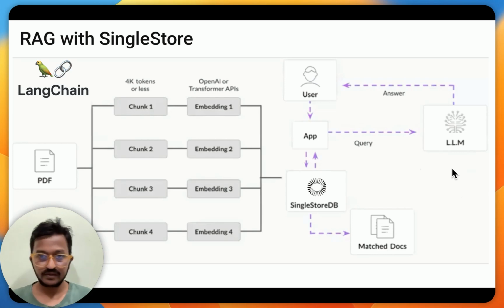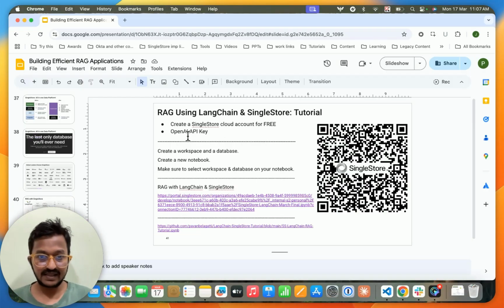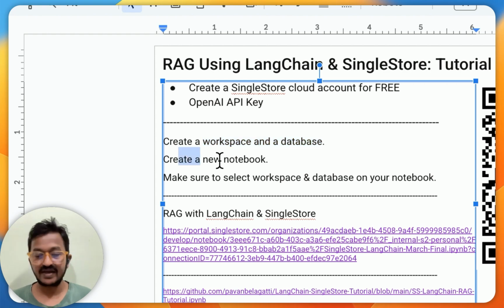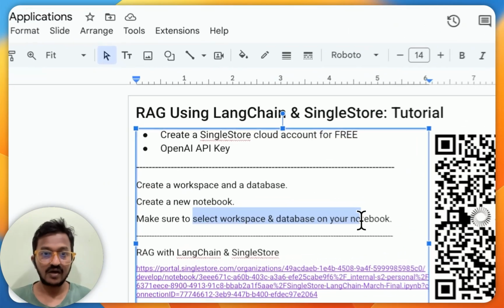I have a notebook I'm going to show you. For this, you need to have a SingleStore cloud account. It is free to create. Go to singlestore.com and sign up, or you can take a screenshot of this and then go there. And you need to have an OpenAI API key, because I'm going to use OpenAI to create vector embeddings. The first thing is to create a workspace and a database to store our vector embeddings. Next is to create a notebook. SingleStore has a feature where you can create notebooks just like Google Colab, and make sure to select the workspace and database on your notebook. So let's see how we can do that.